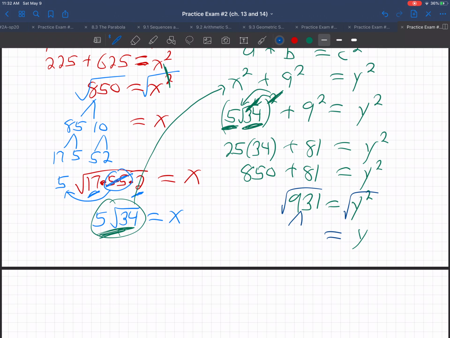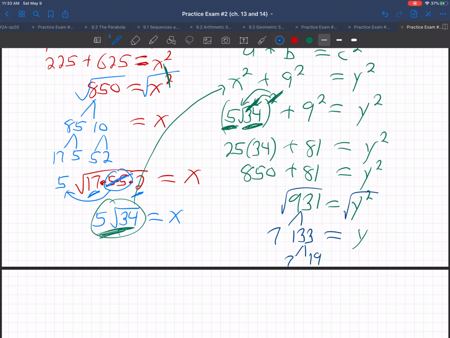I have no idea what goes into 931. Let's try dividing it by 3. Doesn't go in. 5 doesn't go in because it doesn't end with a 5 or 0. Try 7. Yeah, so I divided by 7. And that went in 133 times. And divide that by 7 again. And that's 7 times 19.